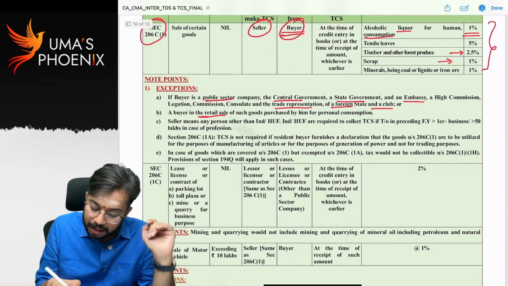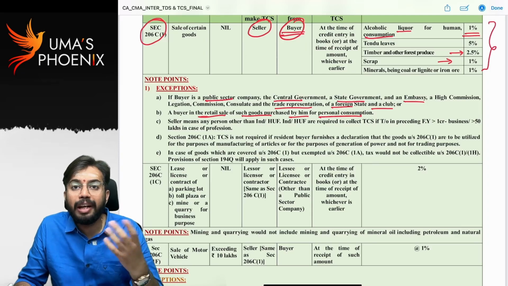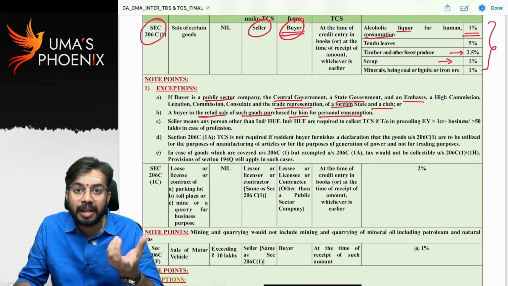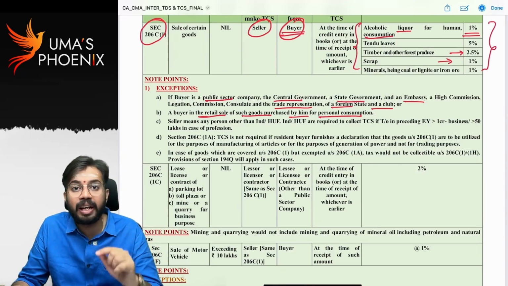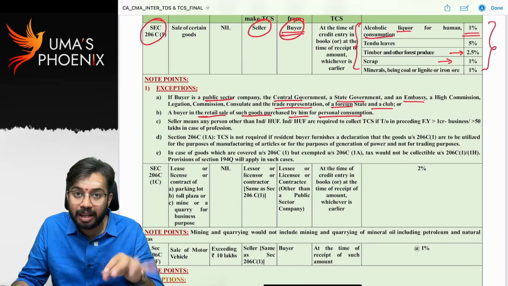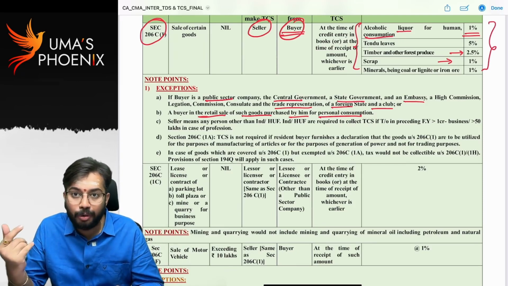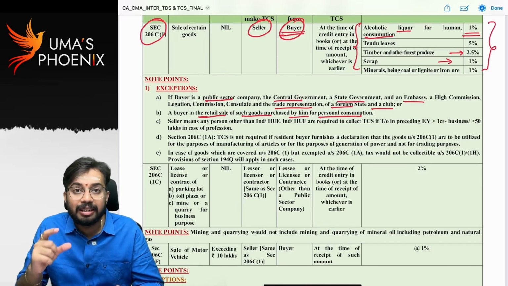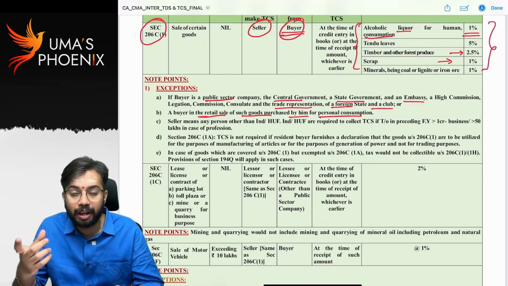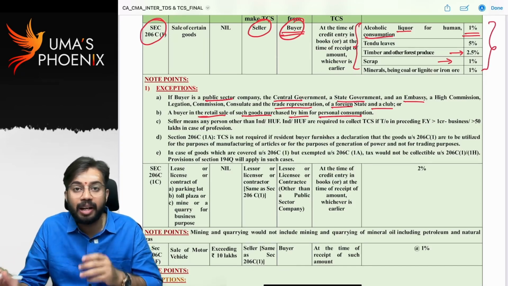Next, a buyer in retail sale of goods purchased by him for personal consumption. For example, I purchased tendu leaves for my personal consumption, or Mr. A purchased alcoholic liquor for personal consumption. So whenever these five goods, alcoholic liquor for human consumption, tendu leaves, timber, scrap, minerals, are purchased by a retail buyer for personal consumption, no TCS is required to be collected. That's why when many drinkers purchase liquor from retail outlets, TCS is not collected. But whenever a manufacturer sells alcoholic liquor for human consumption to a distributor, or a distributor to a wholesaler, then TCS will be collected. But when goods are sold to the ultimate retailer, TCS provisions will not apply.